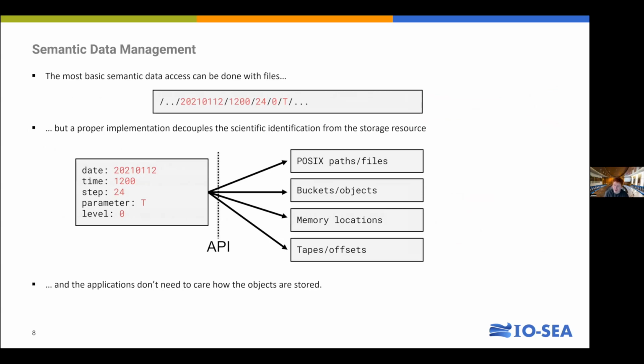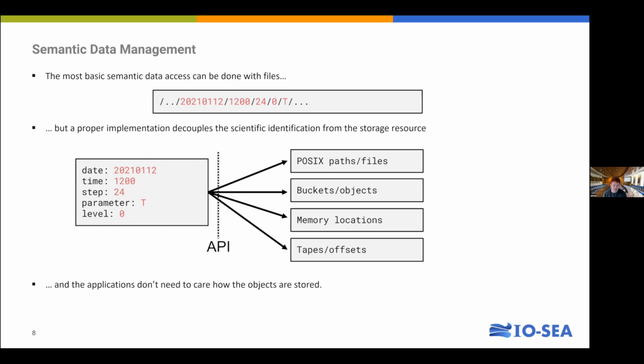But a proper implementation of this needs to decouple the scientific identification from the storage resource. Because the way we want to lay things out as humans, which might be by location we took our holiday and the date we took our holiday, is not necessarily the most efficient way of storing data on that resource. For example, an HPC model with 1,000 nodes to write to may prefer to write, per MPI rank, to a different folder.